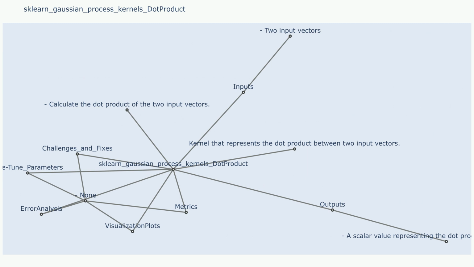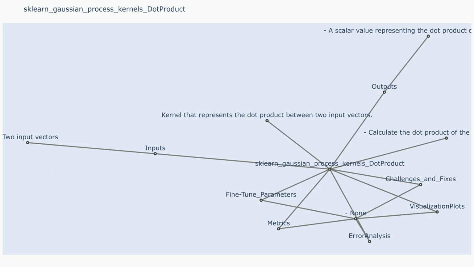Output 2: none. Steps. Step 1: The kernel calculates the dot product between the corresponding elements of the input vectors x1 and x2. Step 2: The resulting values are stored in the kernel matrix K.